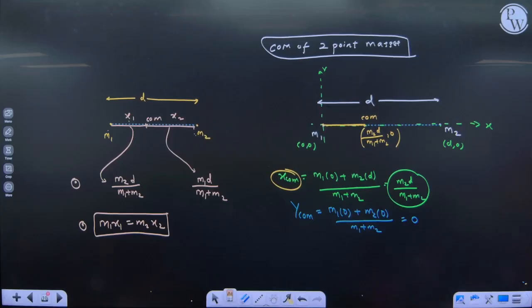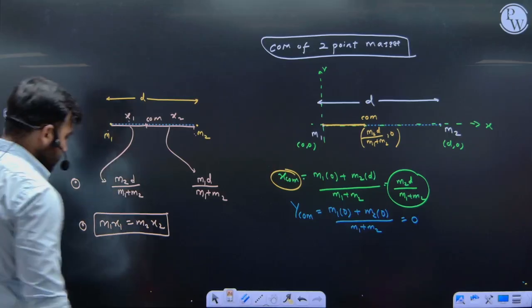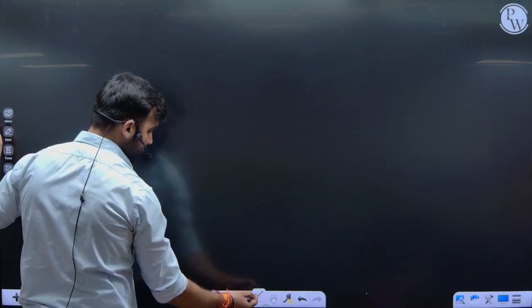Next question is: m1 is displaced by distance x1. Find the displacement of m2 such that the center of mass remains at the same point.